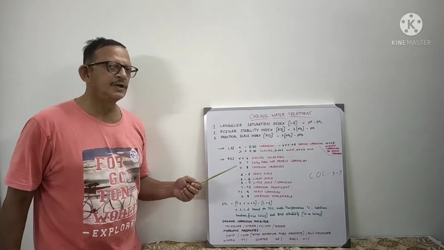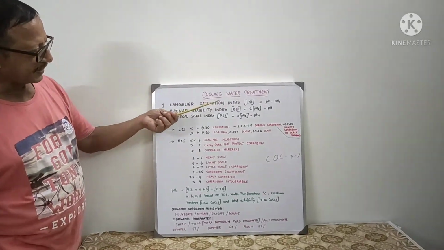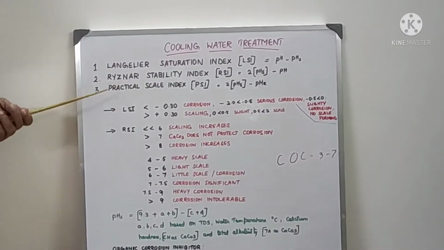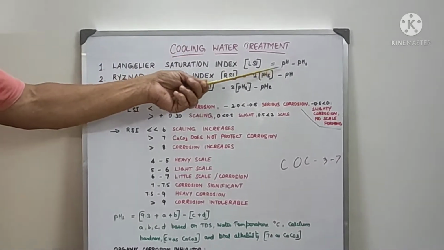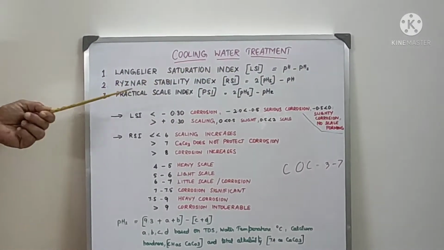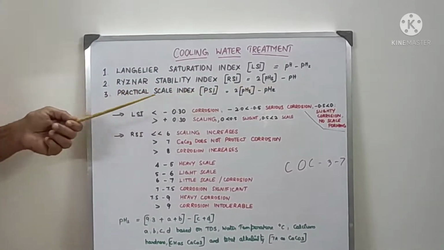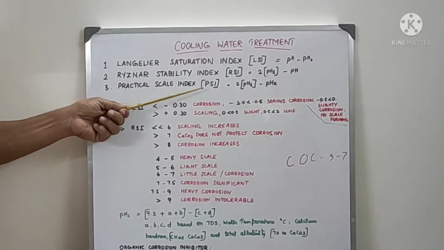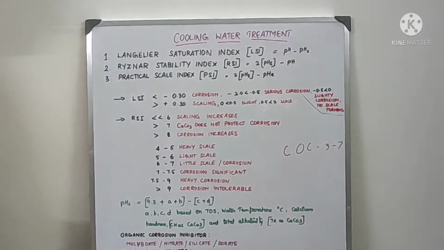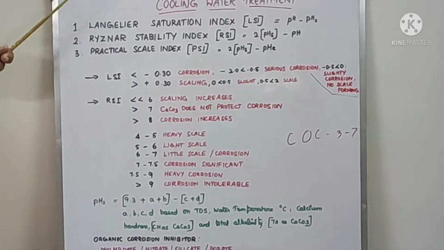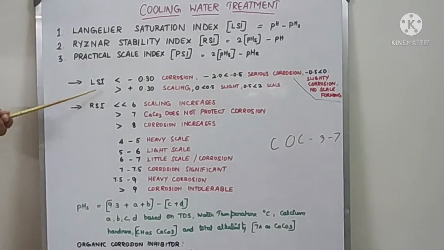Hi friends, in this episode we will see how the cooling water treatment is selected based on these following three indices. Langelier Saturation Index, called LSI, is pH minus pHs. Ryznar Stability Index, RSI, is 2 pHs minus pH. Or Practical Scale Index, PSI, is 2 pHs minus 2 pHc. Based on any one of these indices only, the cooling water treatment is selected.